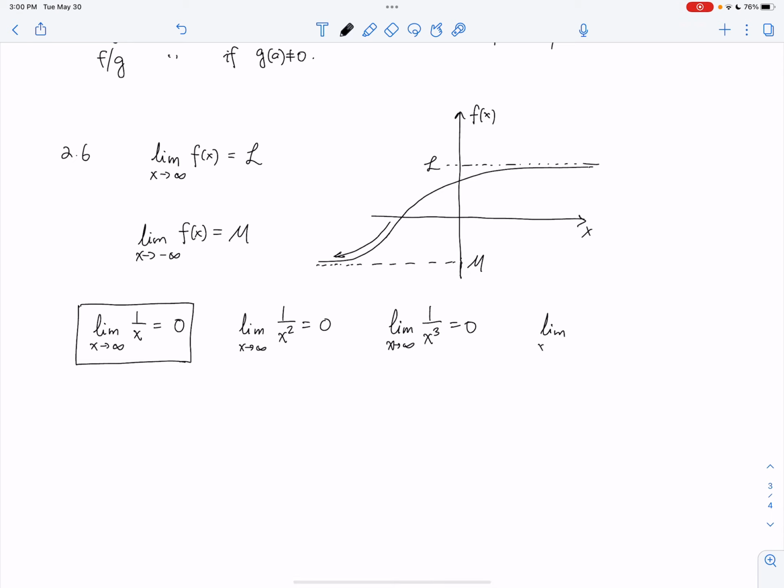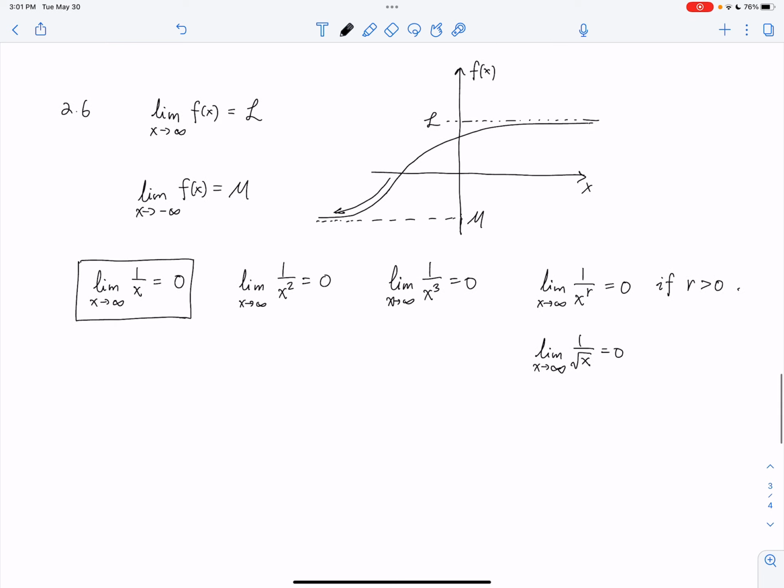So in fact, you have 1 over x to the r is equal to 0 if r is positive. r could be 1, could be a half. Even that one is equal to 0, because if x is large, square root of x is also large. So that's also 0.